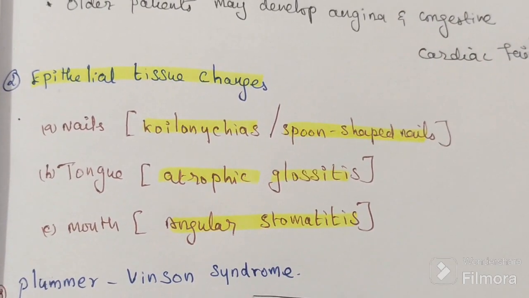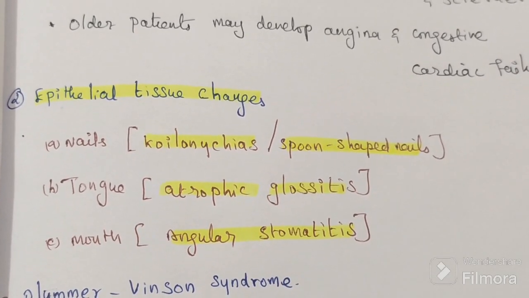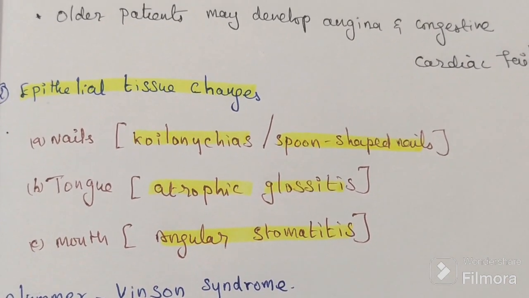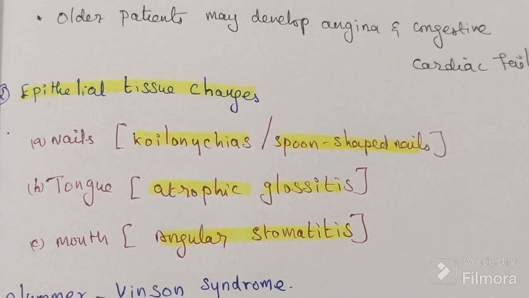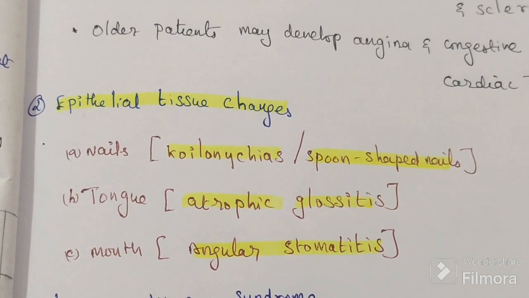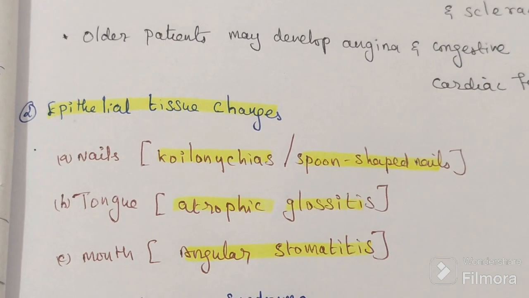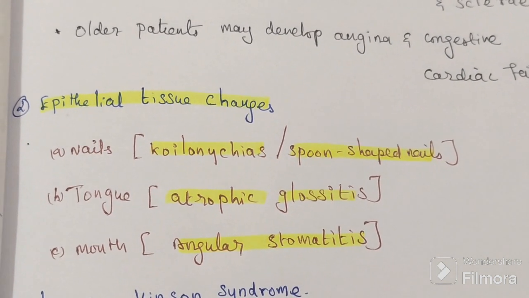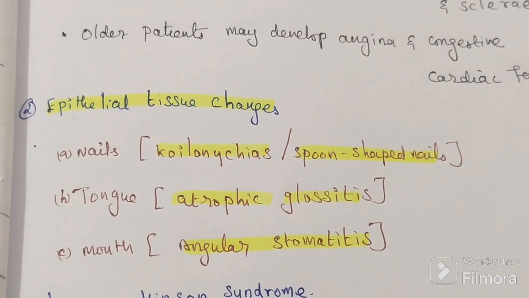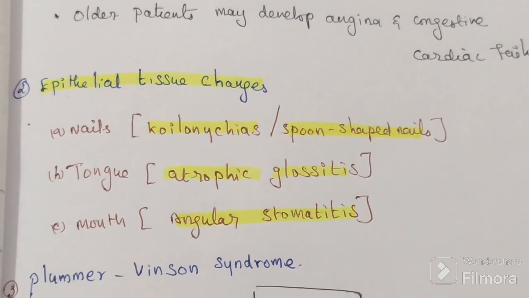There are some epithelial tissue changes. In the nail, koilonychia, the spoon nail, where the patient's nail looks like a spoon. Then in the tongue, atrophic glossitis, then in the mouth, angular stomatitis. All the diagrams I will attach here later.